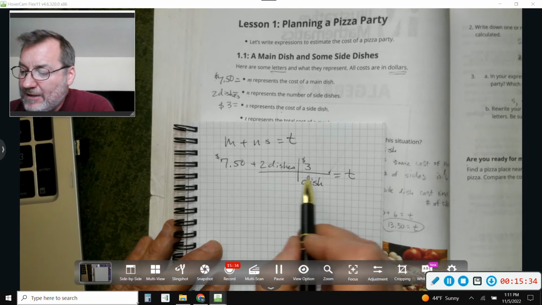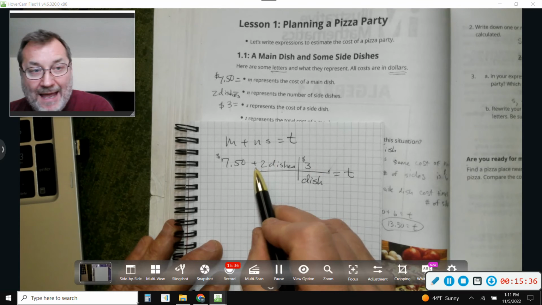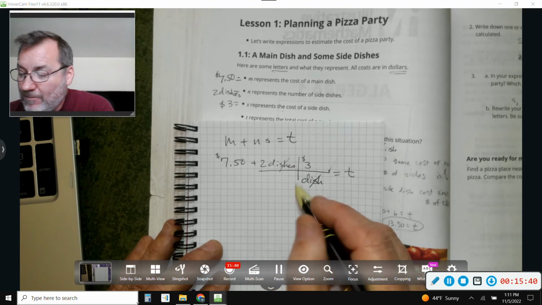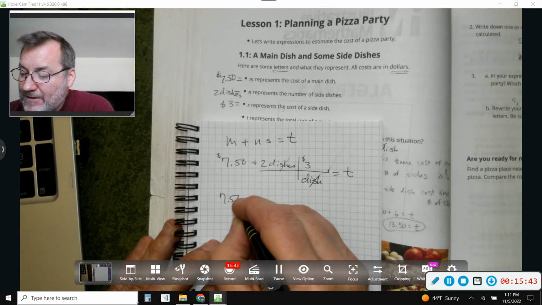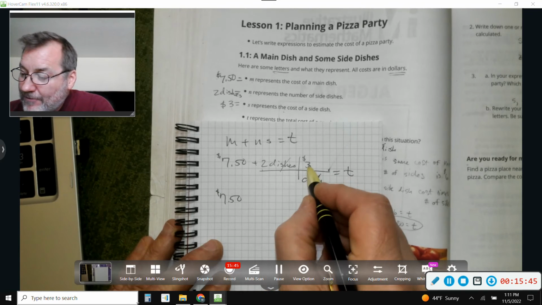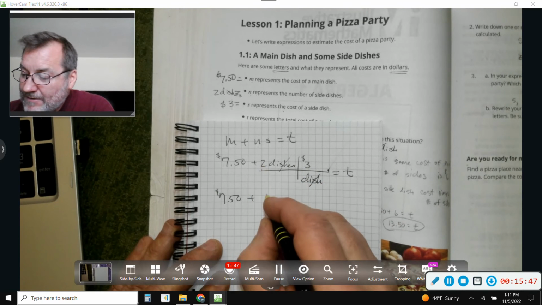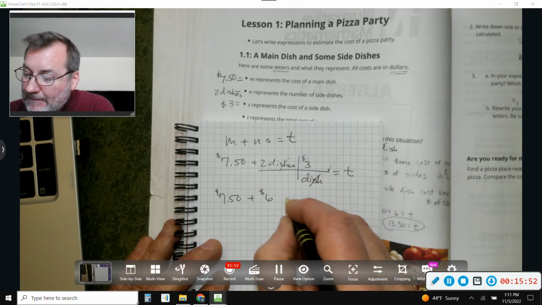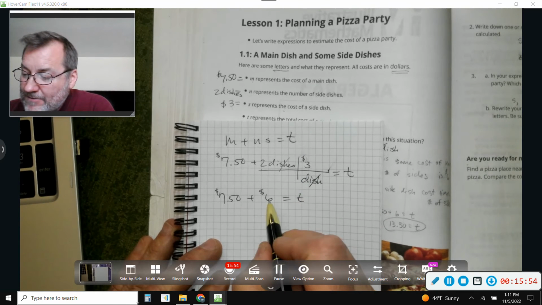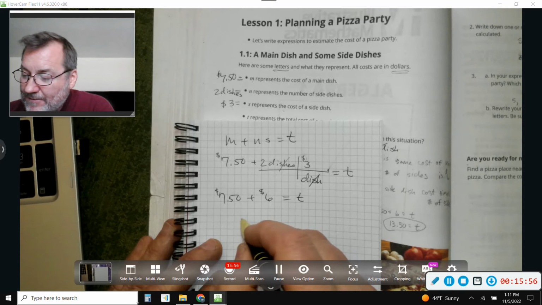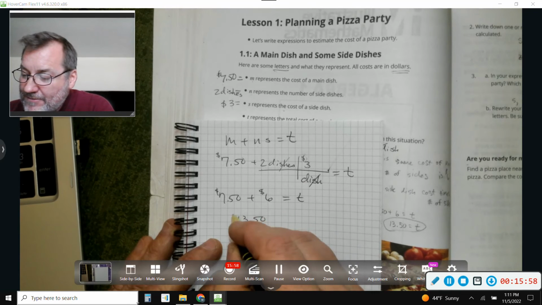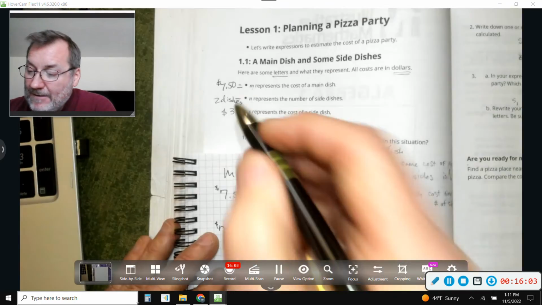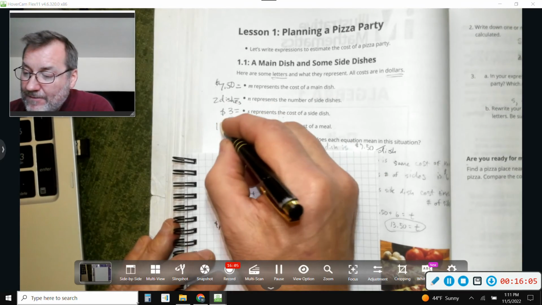That's in dollars, so this has to be in dollars because I am adding it. And you'll notice that the dishes cancel. So now what do you have? Well, you have $7.50. And 3 times 2 is 6. The units are dollars. And that represents your total. So if you add 6 to 7.50, you'll get $13.50. And that is your total. That's T. So T is now $13.50.